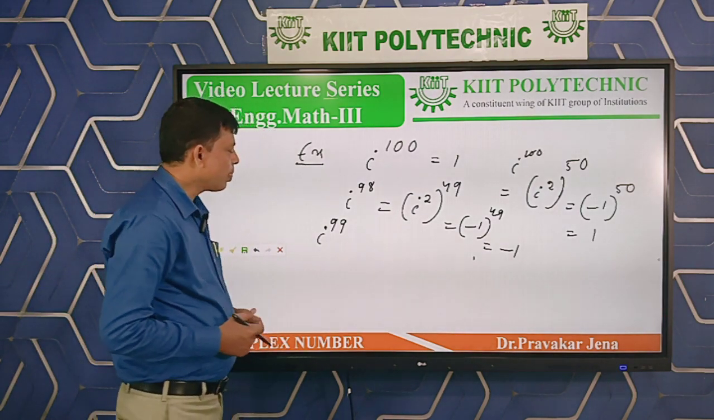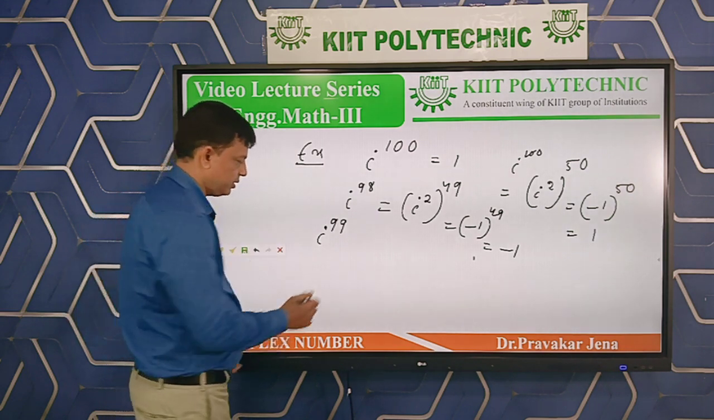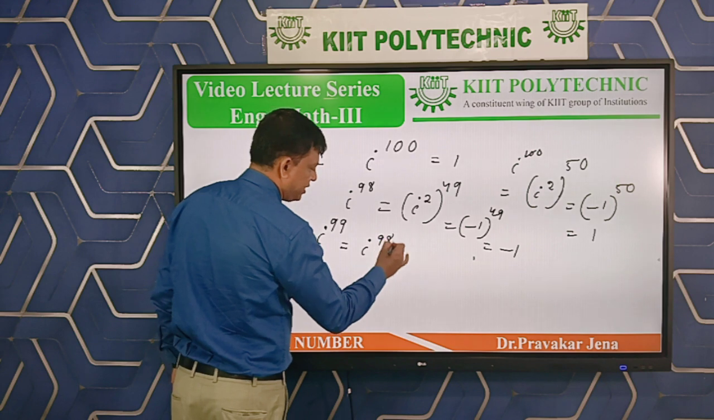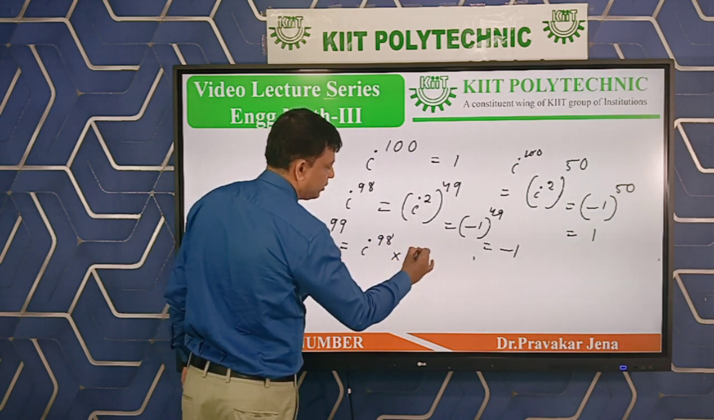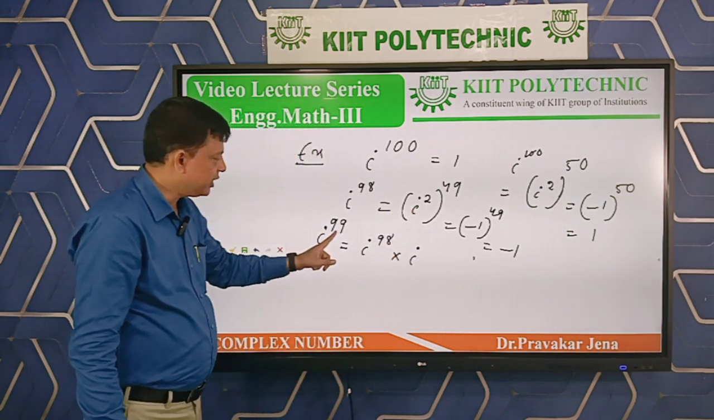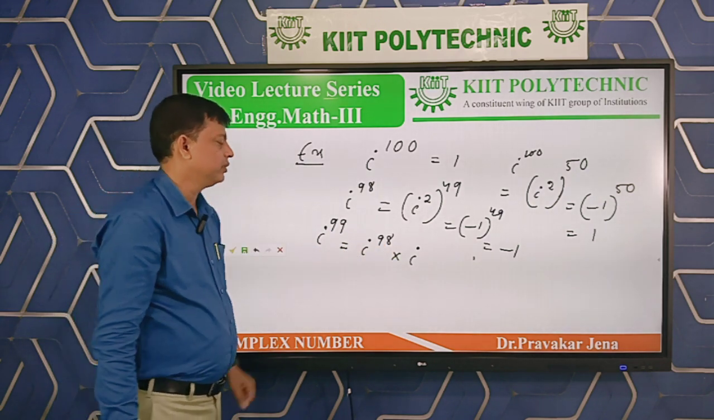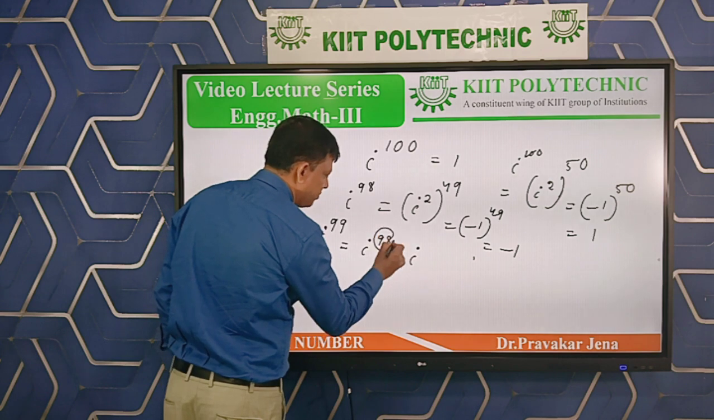Very simple. You just open one i. That means i to the power 98 into i. You just open one i, then the power will become 98 after subtracting one i here. So this is an even number.